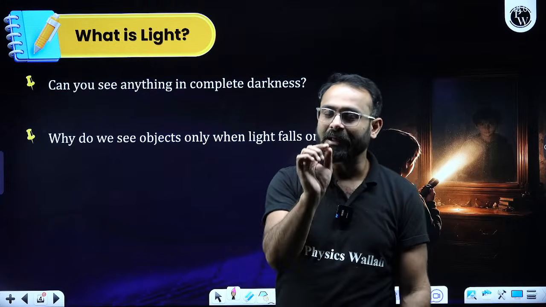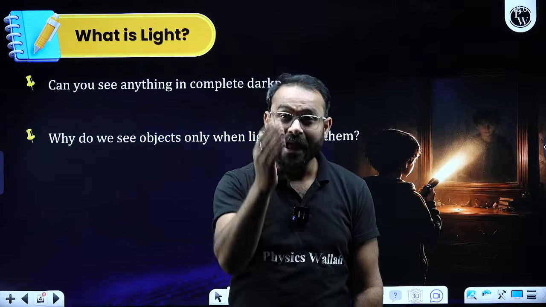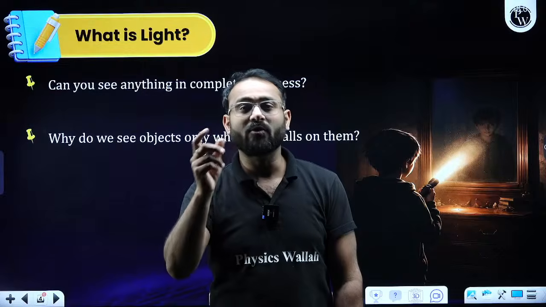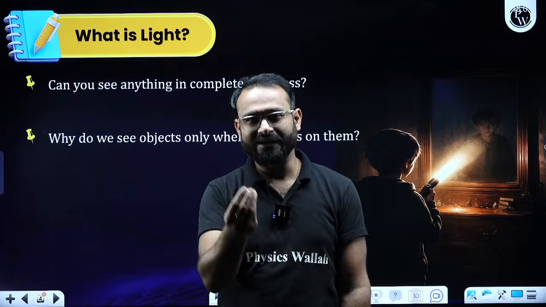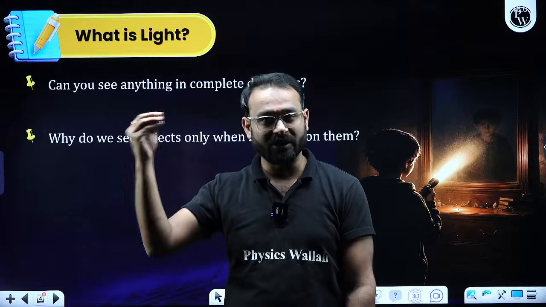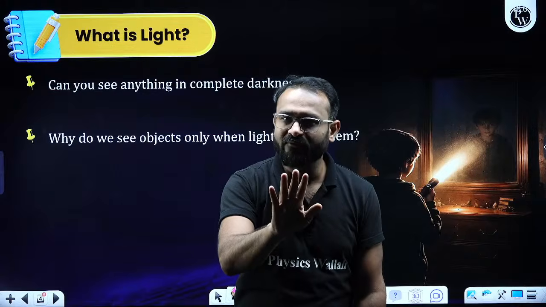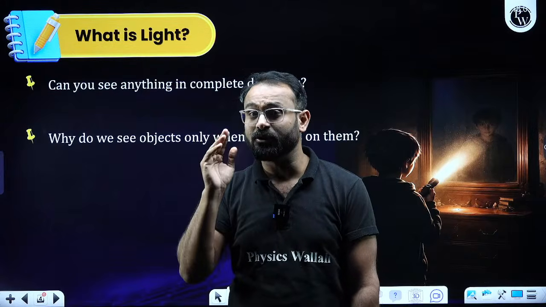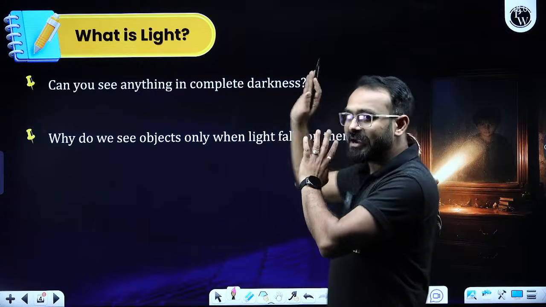This is what happens in the dark, right? How to overcome that? You only need to turn on the light. You can light a candle, you can light a diya, you can turn on the light, because light is one of the forms of energy which is actually giving you the sensation of vision. So this is the kind of definition.